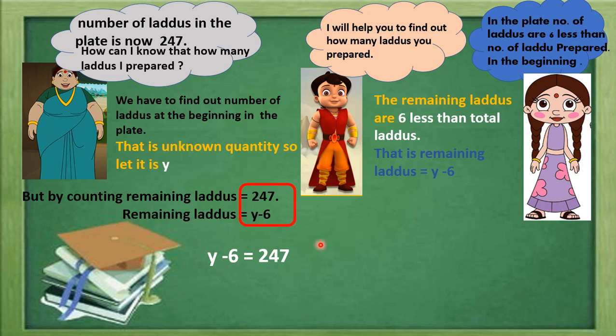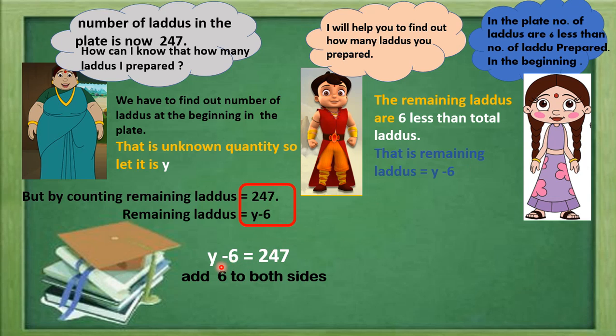Now y minus 6 equals 247 is the equation. By solving this, we can find how many laddus were prepared by auntie. So now the problem is, how to solve the equation. Bhim's reply: add 6 to both sides. Chutki says, how can you say that we have to add 6 to both sides?